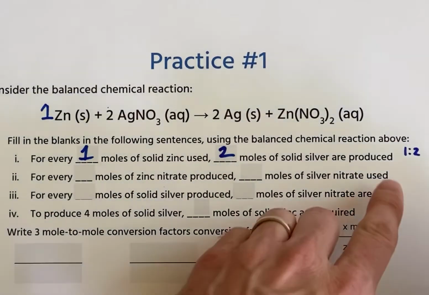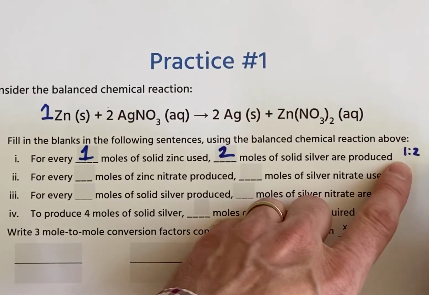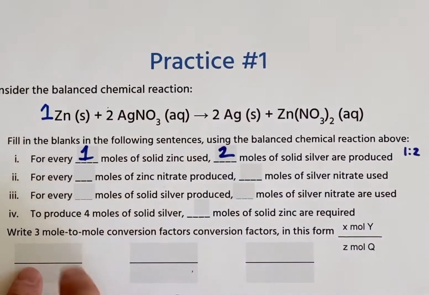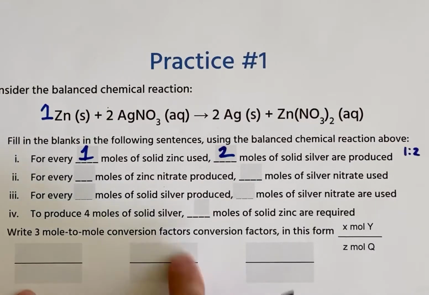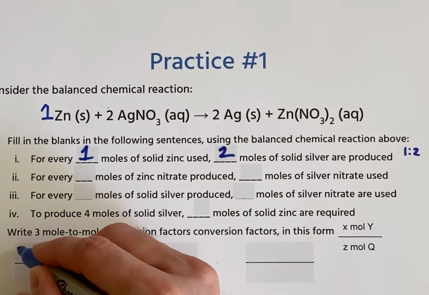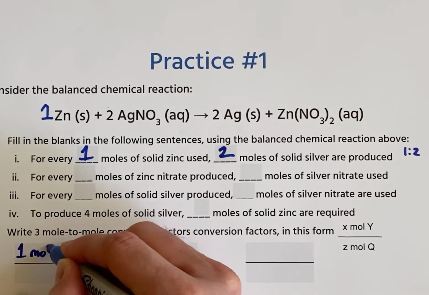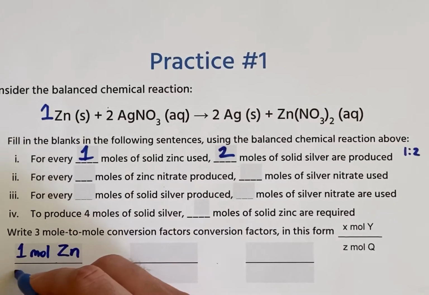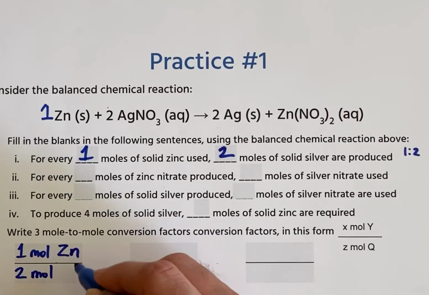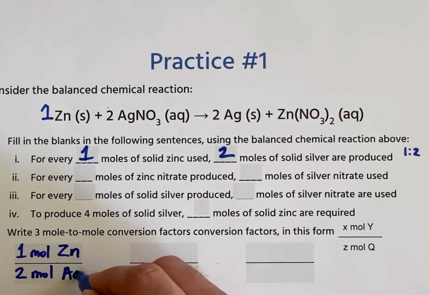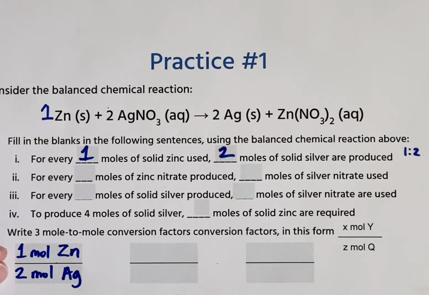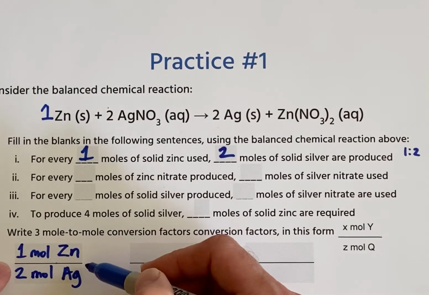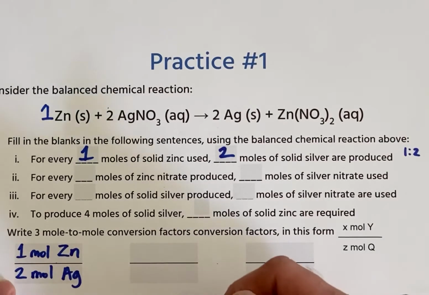Now in chemistry, we don't write ratios with the colon in between. Let's just jump down here to write 3 mole to mole conversion ratios. So we would write that like this: 1 mole of zinc is equal to 2 moles of silver. This is how we'd write a ratio in chemistry, a conversion ratio. We're saying 1 mole of zinc is equal to 2 moles of silver.